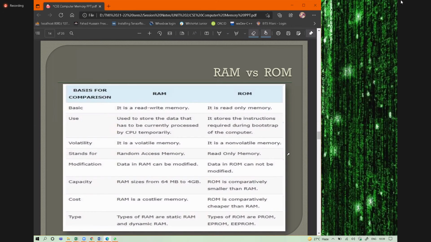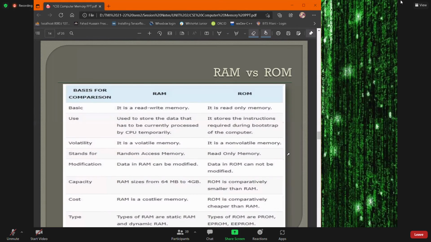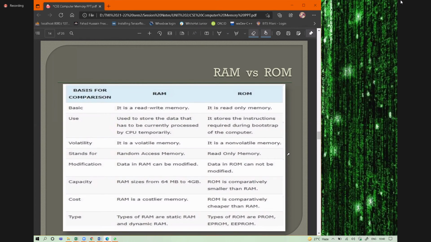Okay. Paras, please continue. The uses: RAM is used to store data that has to be currently processed by the CPU temporarily. ROM stores the instructions required during the bootstrap of the computer. Volatility: RAM is a volatile memory, and ROM is a non-volatile memory. RAM stands for random access memory, and ROM stands for read-only memory.